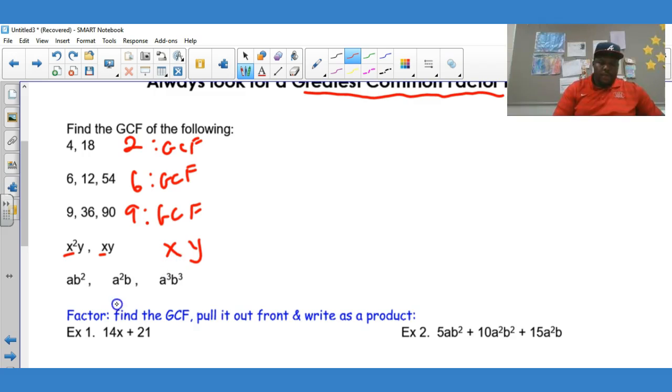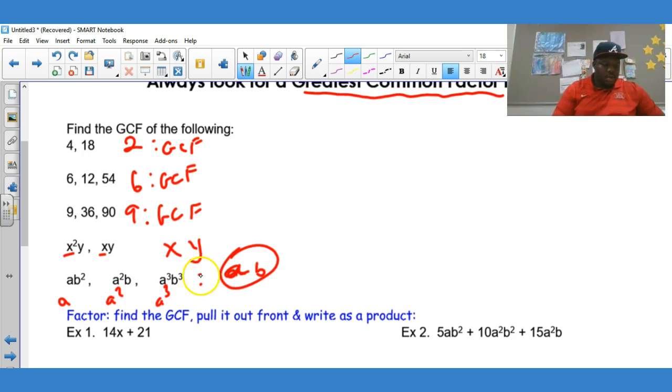Over here, again, look for the least amount of times something appears. So here I have 1a. I have a squared and I have a cubed. Well, a is the smallest one, it appears the least: a. Now b, you got b squared, b to the first, b cubed. b is the smallest one. b is going to be the greatest common factor right there.